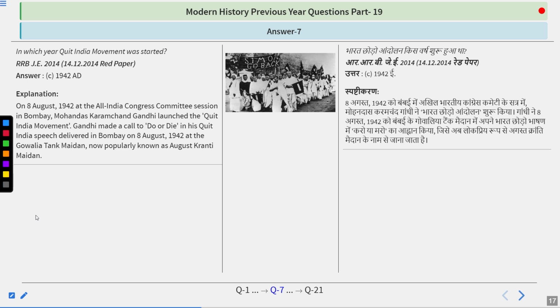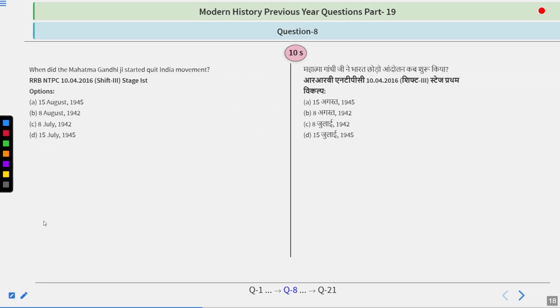So basically, if we talk about the 1942 Quit India movement, this was started in the year 1942, and do or die was the slogan given by Mahatma Gandhi. If we talk about the word Quit India, this was given by the person called Yusuf Mehrali. So do remember his name as well.